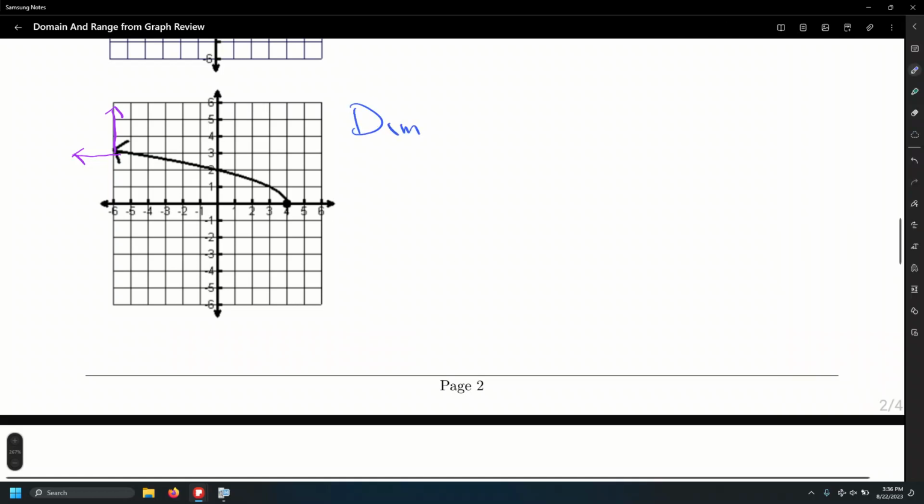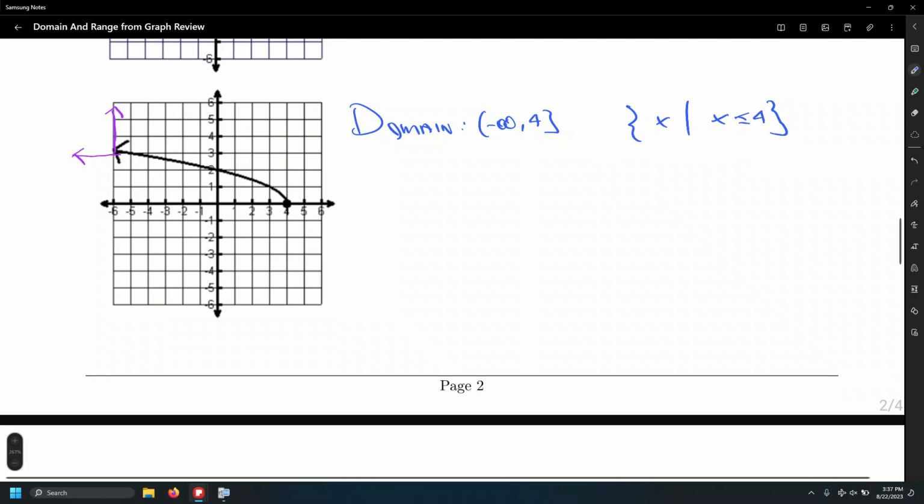So domain, scanning from left to right, any ideas? Yes. It would be parentheses negative infinity to 4 bracket. All right. The notation would be x is less than or equal to 4. That's correct. All right. Someone else, what about the range? Yes. I got bracket 4, infinity, parentheses, and then y such that 4 is less than or equal to y. Okay, let's have a look at that 4.